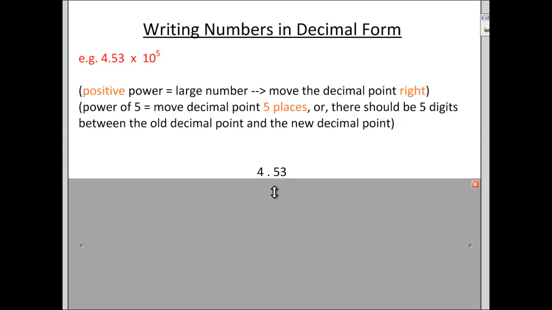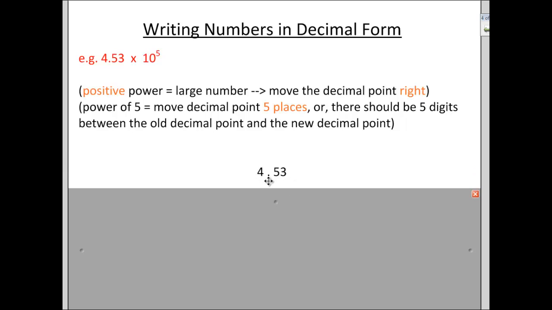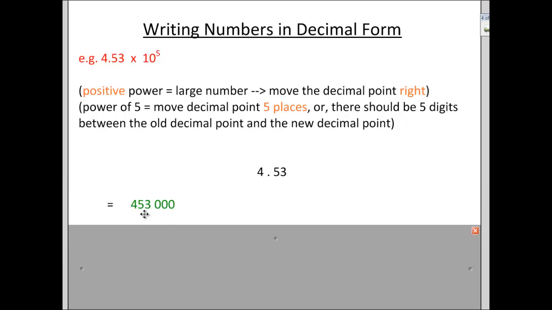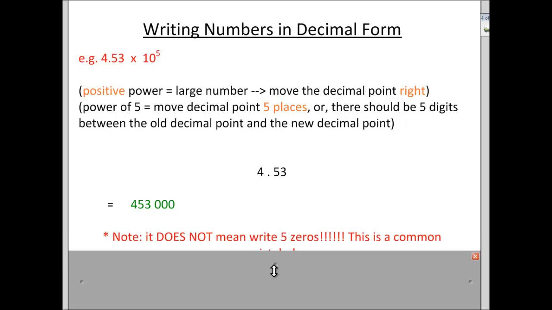Okay, so looking at this number here, 4.53, there's the decimal, and we're going to move the decimal point right 5 places. If we move it once, it ends up in between the 5 and the 3. Move it twice, it ends up after the 3. Now we've run out of digits here, so for the last 3 moves, we're going to need to fill that with something, and we fill it with zeros. So the decimal point was here, it's now here, and there's 5 digits between the old decimal point and the new decimal point, which is what our power was. So this number is actually 453,000.